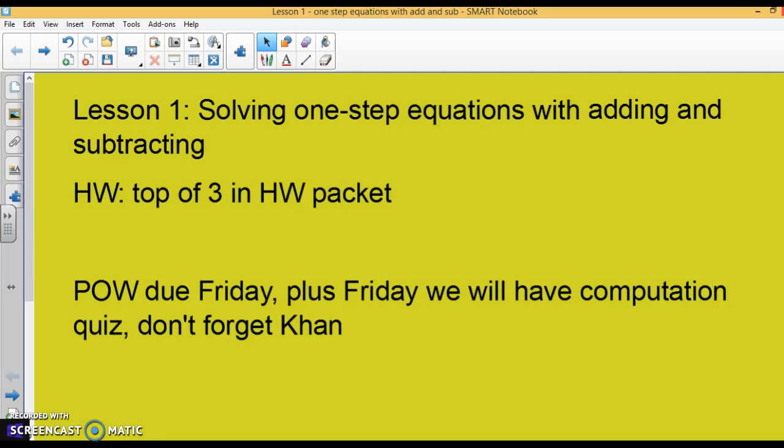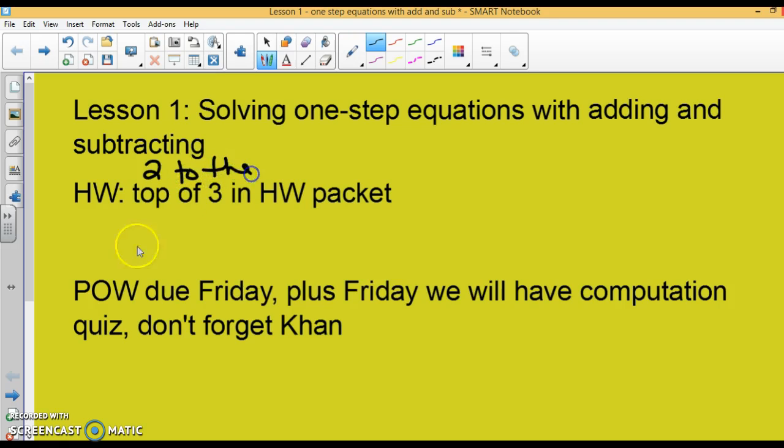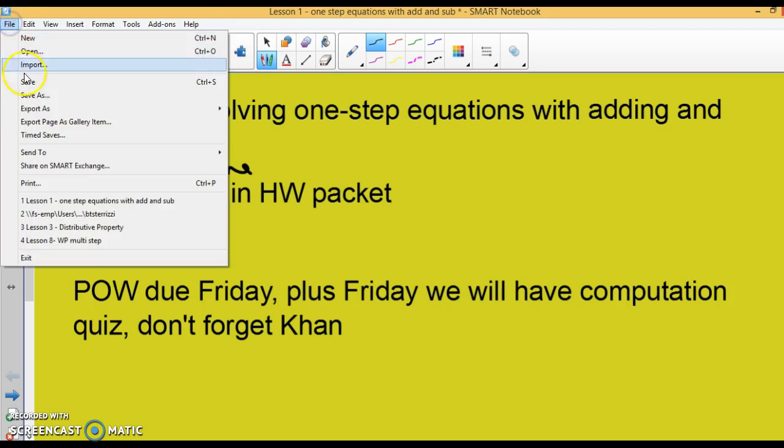Today we are talking about Unit 3, Lesson 1, solving one-step equations with addition and subtraction. The homework that goes with this is page 2 to the top of page 3 in the homework packet. Problem of the week is due Friday, plus Friday we'll have a computation quiz.